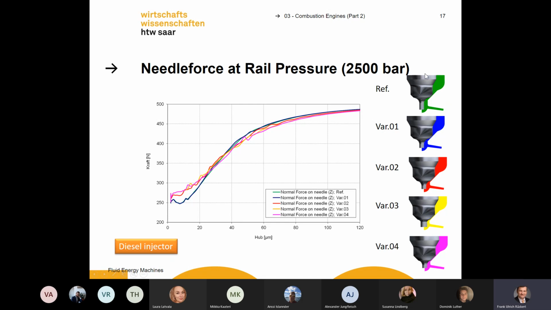Okay, that's another picture, also a simulation of different designs of the needle, and here you see the force. The force is always important to ensure the opening. The force at the tip of the needle will push the needle up.